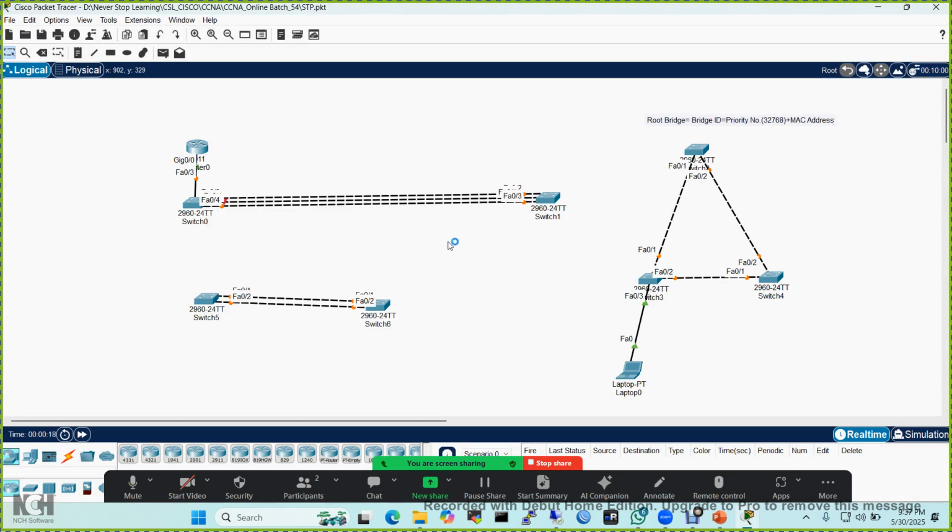If we use multiple or redundant cables, then STP will help us to prevent loops. Here there are two cables. You can see that this switch port is not coming up, isn't it? Why is it not coming up? It is because of STP. STP is not allowing it to come up. If I make this port up, it will make a loop.